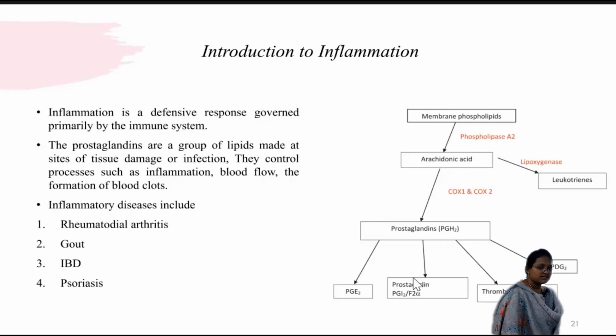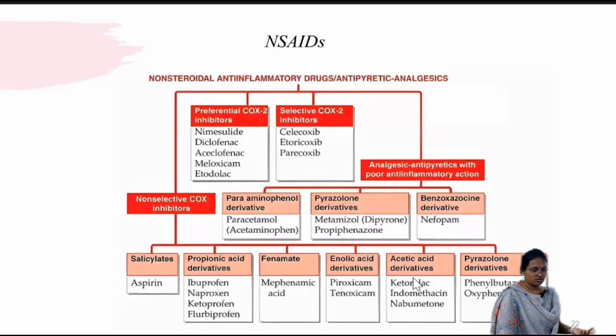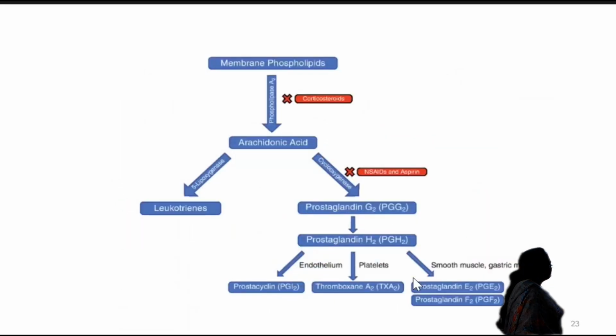Coming to NSAIDs, very famous classification, the easiest one so far, non-selective COX inhibitors, preferentially COX-2 inhibitors, and selective COX-2 inhibitors. You could go through it afterwards. Coming to the mechanism of action, the corticosteroids act on the phospholipase A, inhibiting the arachidonic acid formation, whereas NSAIDs act on COX, stopping prostaglandin formation.